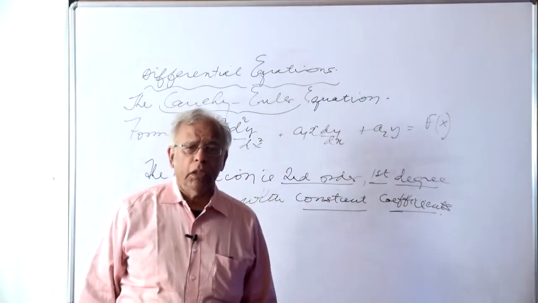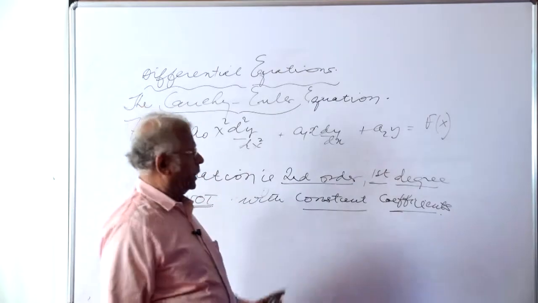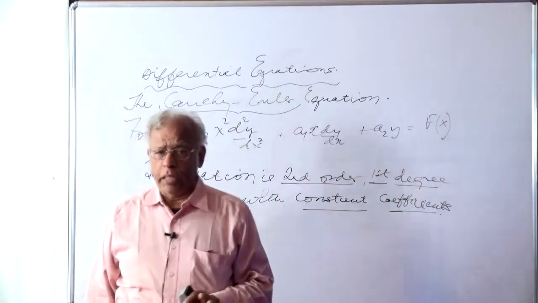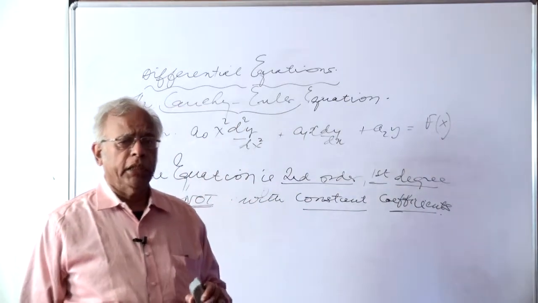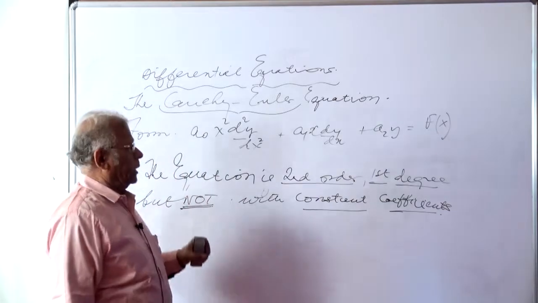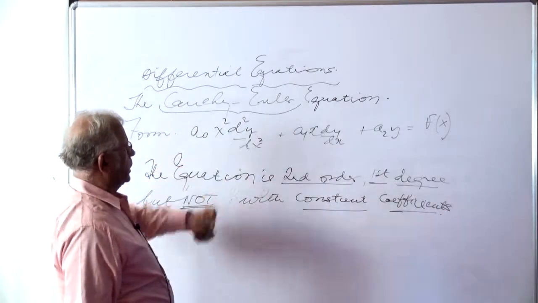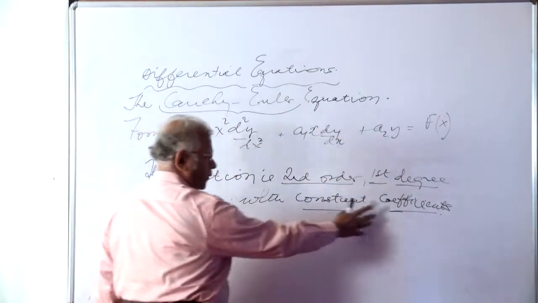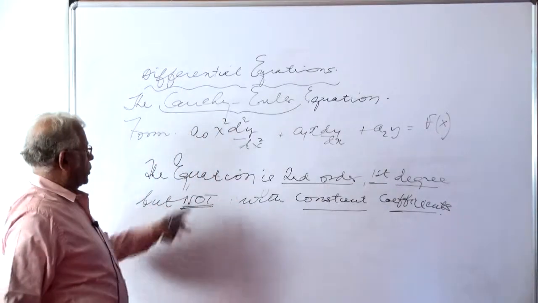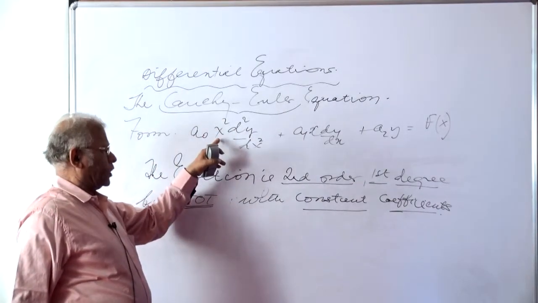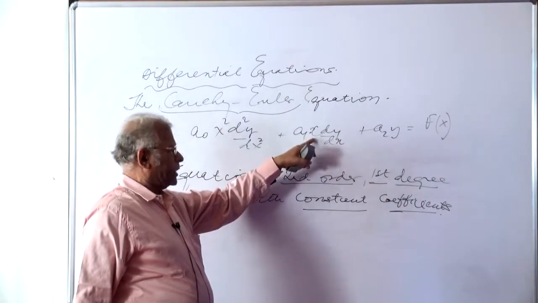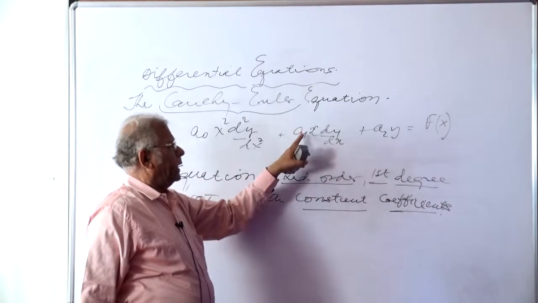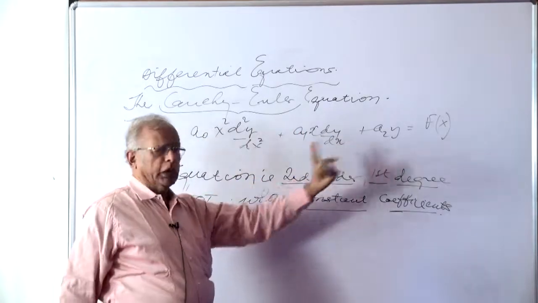So this is called a non-homogeneous equation, because if we had f of x equal to 0, we would have called it a homogeneous equation. When the right hand side is a function of x, it is called non-homogeneous. Hence, the Cauchy-Euler equation is second order, first degree, but not with constant coefficients. The coefficient of d2y dx2 has x squared, dy dx has x, and y has a coefficient of a2. These a2, a1, a0 are all constants.